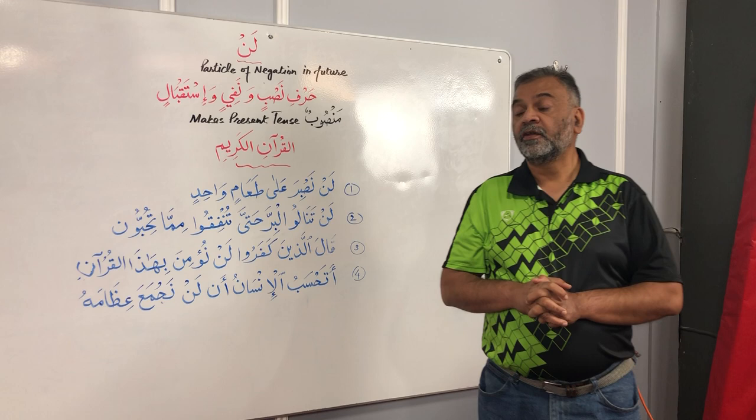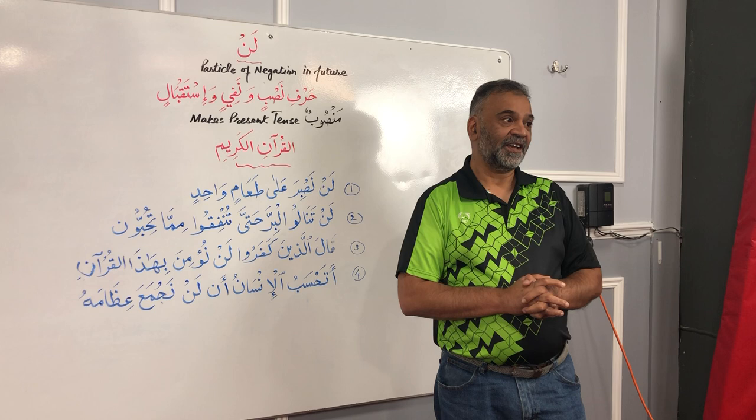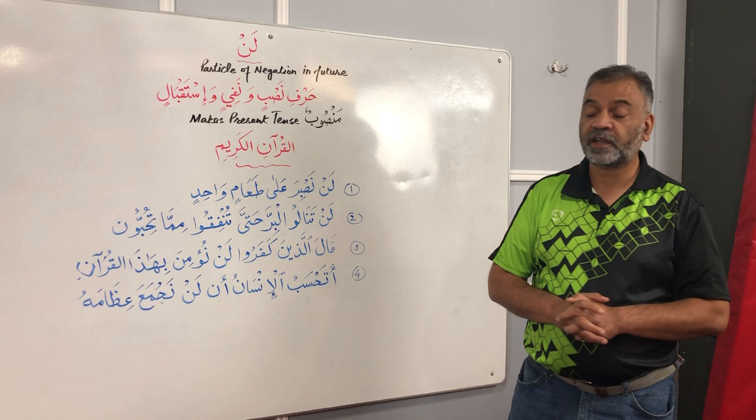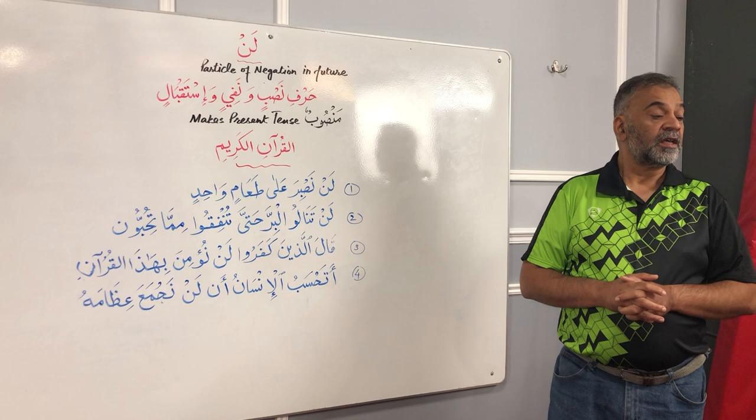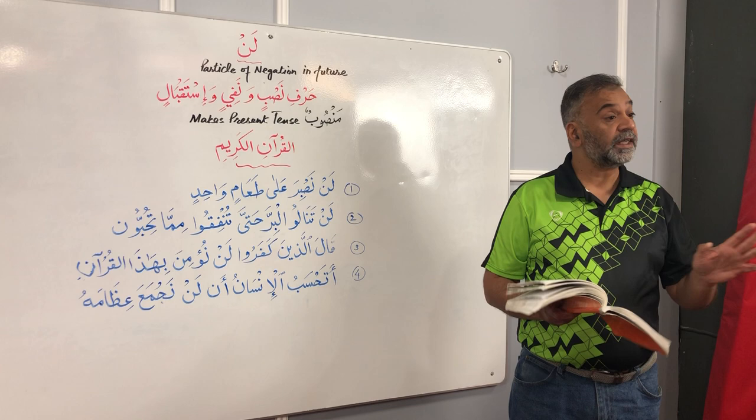So in this lesson, lesson number 19, Dr. Saab is bringing lan, an, and lam al-ta'lil together, for practice purposes. So we will try to understand how these particles are making change into fil mudari and what their function is in the sentence. Page number 133, lesson number 19. This is all we're going to do today.